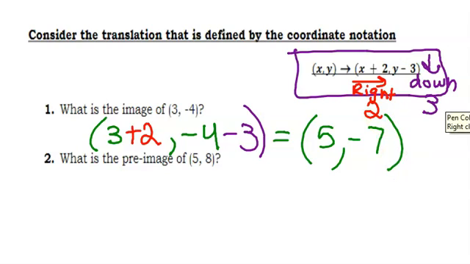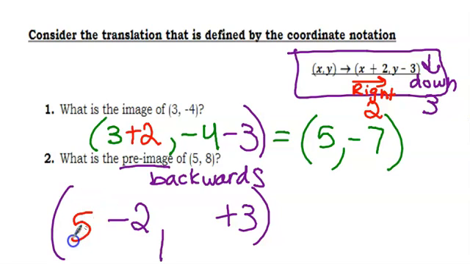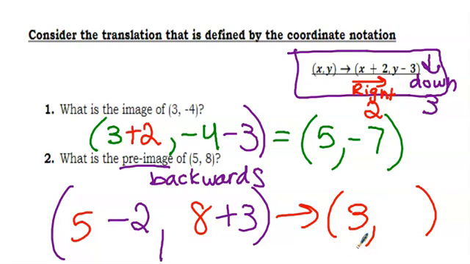All right, if it says what is my pre-image, that means I'm going to go backwards. So instead of plus 2, I'm going to subtract 2. And instead of minus 3, I'm going to add 3. So I want to work backwards. I have the new image and I want the old image. So I'm going to plug in 5 and 8 and see what my original image would be. Okay, so 5 minus 2 would become 3. 8 plus 3 would be 11. So 3, 11 would be the pre-image.